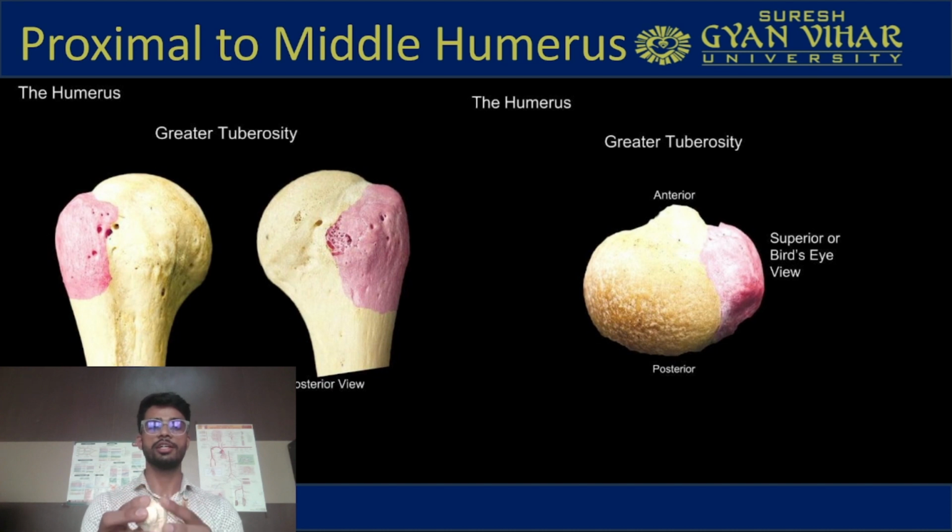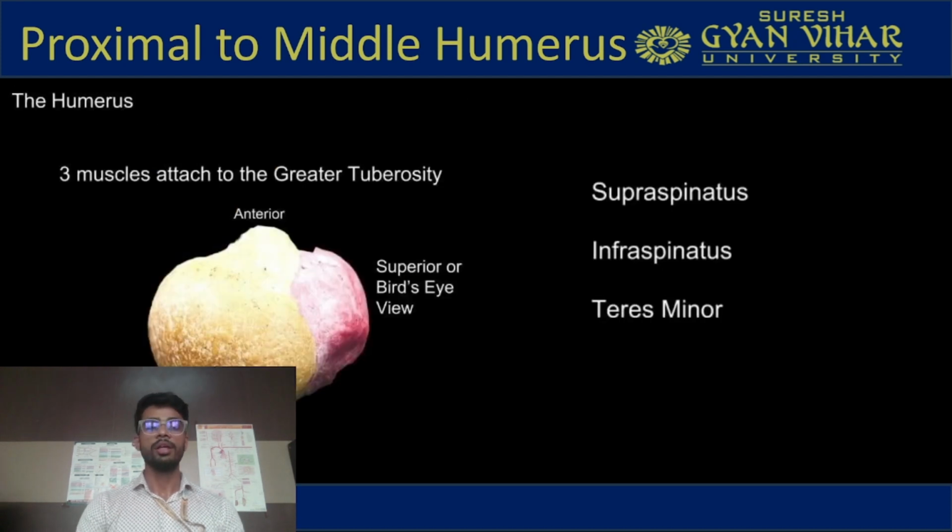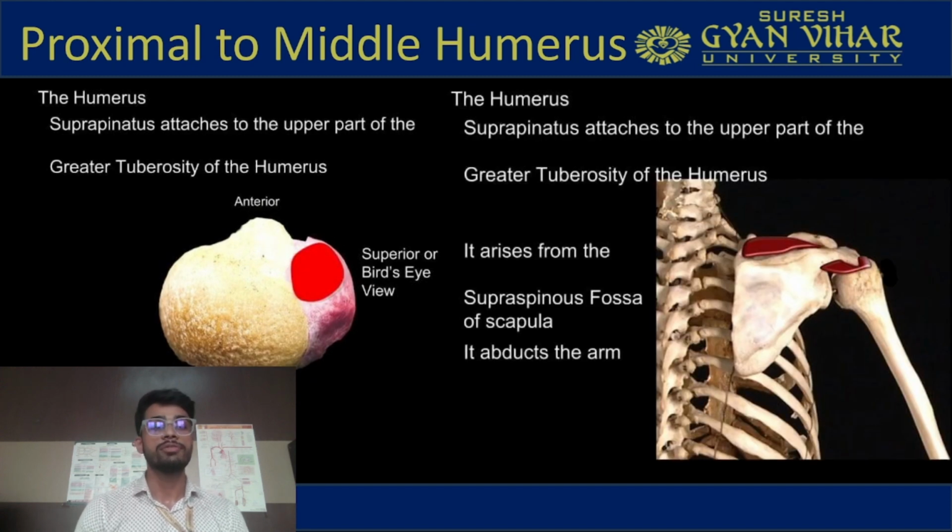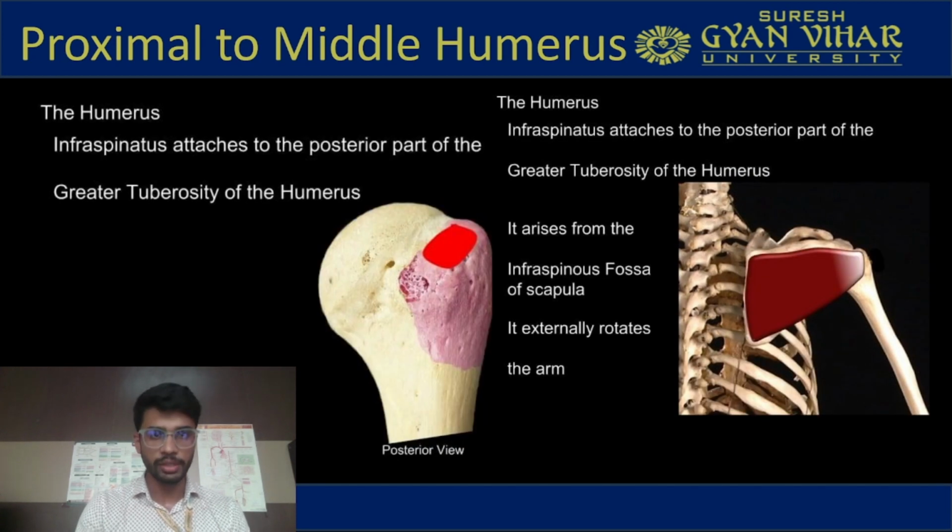Then this is the greater tuberosity that you can see from the anterior and also from the posterior. Now the greater tuberosity has three muscles attaching. First is the supraspinatus muscle, second is the infraspinatus, and third is the teres minor. The supraspinatus muscle attaches on the uppermost part of the greater tuberosity of the humerus, and it arises from the supraspinatus fossa. We all know it arises from the dorsal surface of the scapula, and its function is to abduct the arm.